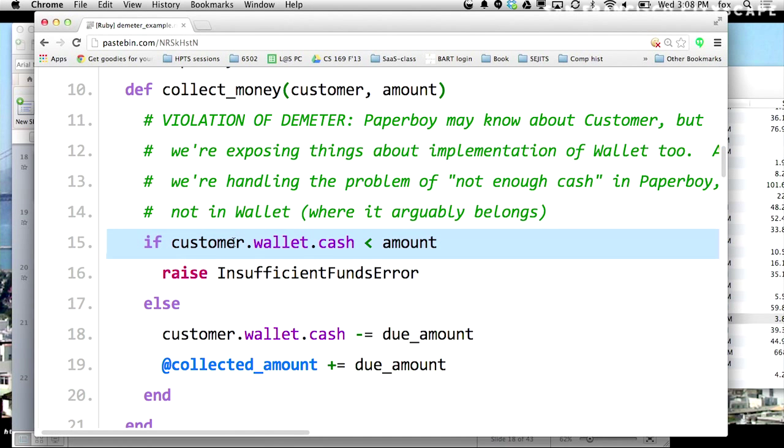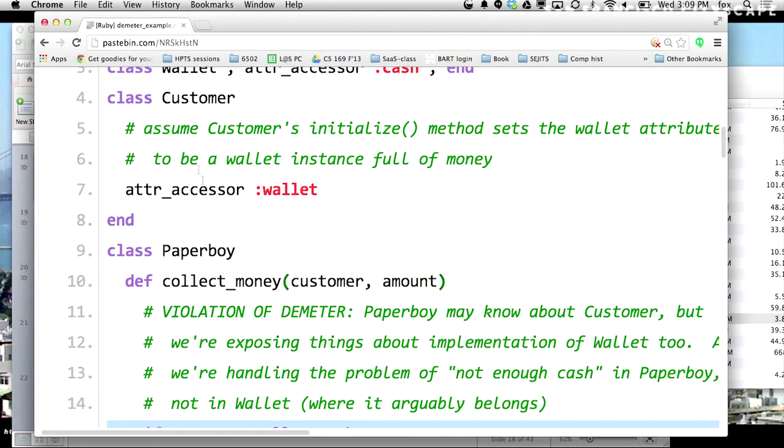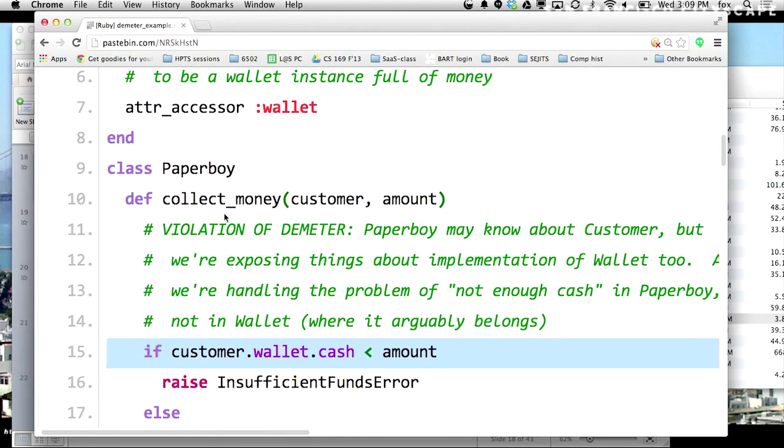And this is where the Demeter violation is, because basically paperboy is twice removed from the thing that it's worrying about, right? Paperboy arguably knows something about the customer. That's a direct collaborator class. But it's making an assumption about the fact that the customer has a wallet and about what instance methods could be called on the wallet. So it's sort of reaching down through one of its own members to get information that it probably shouldn't have access to, right? It's hard to argue that paperboy is a collaborator of wallet, yet the way that we've written the method, they're actually bound together. A change in the wallet implementation could ripple all the way up to this class, paperboy, even though technically we're not supposed to be coupling between them.